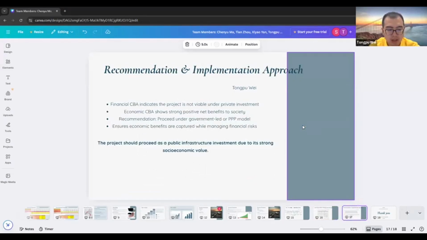Therefore, we recommend that the project should proceed under a government-led or public-private partnership model. This approach ensures that the economic benefits are captured while financial risks are appropriately managed. Overall, the airport is justified as a national infrastructure investment that will support long-term economic growth. That's all of our presentation.